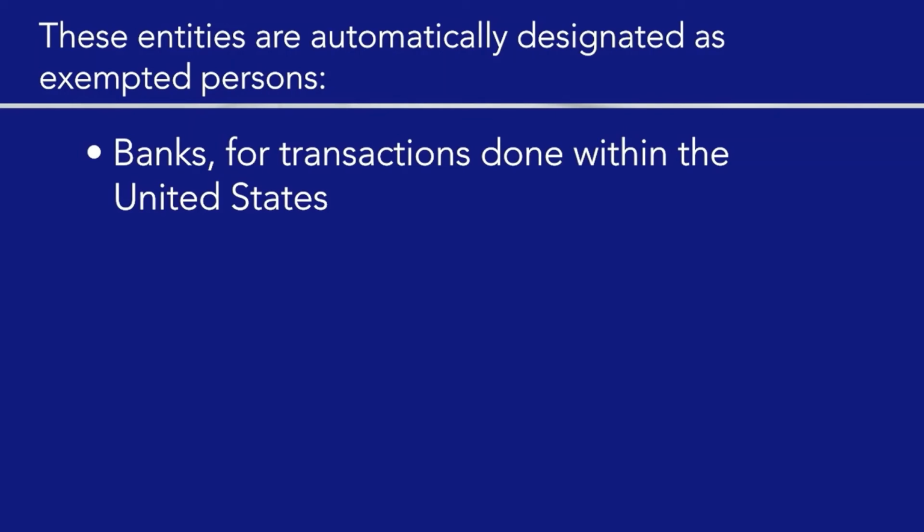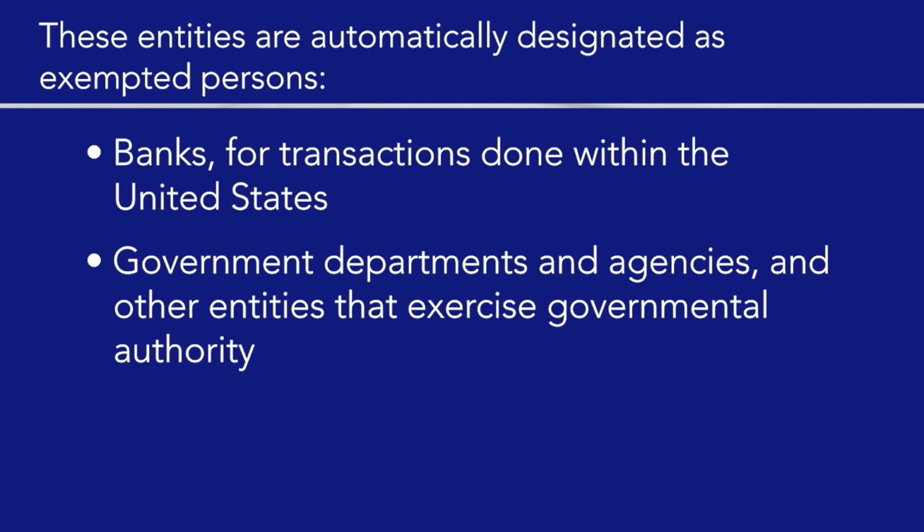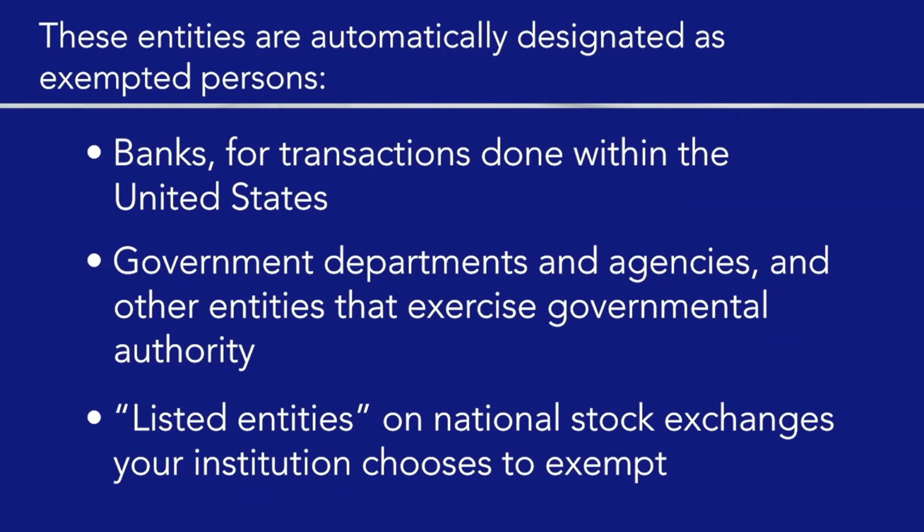Banks, for transactions done within the United States. In other words, currency transfers to banks outside the U.S. would not be exempt. And government departments and agencies, and other entities that exercise governmental authority. Additionally, your institution can designate entities listed on certain national stock exchanges, listed entities, and certain subsidiaries of those listed entities as exempt persons automatically, simply by filing the correct form.